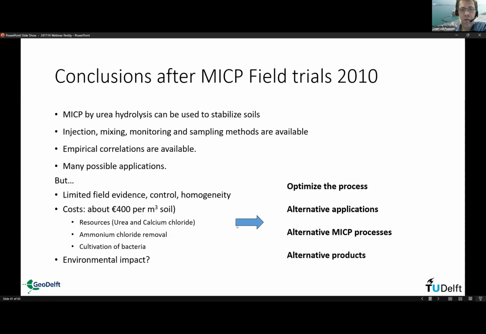So what we did next was try to optimize the process. We looked at alternative applications for which we might not need as many substrates. We also looked at alternative processes, and finally, we also looked at alternative products.